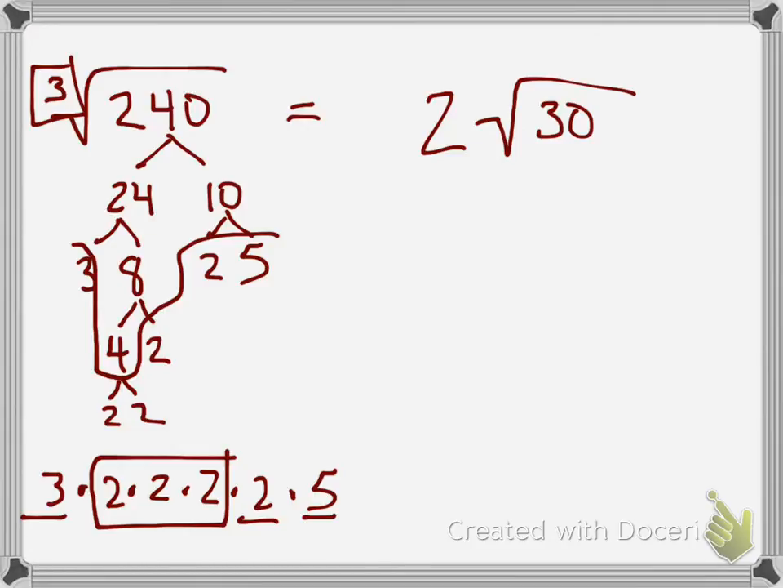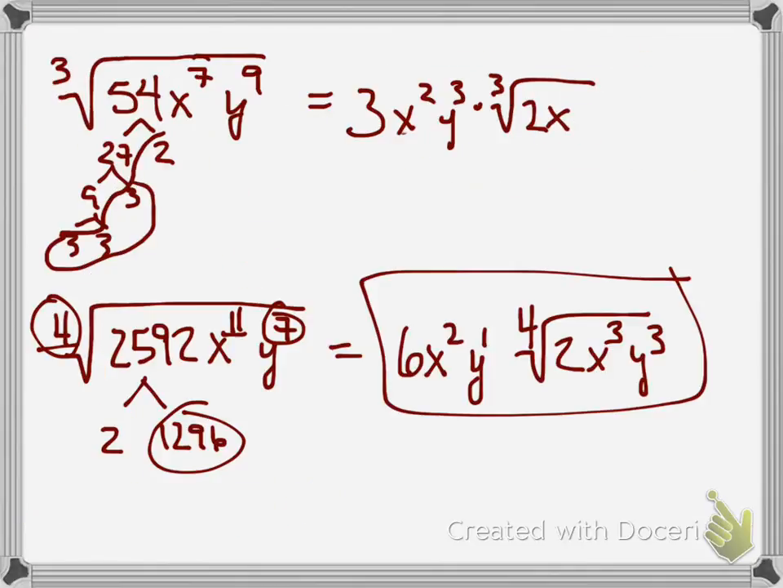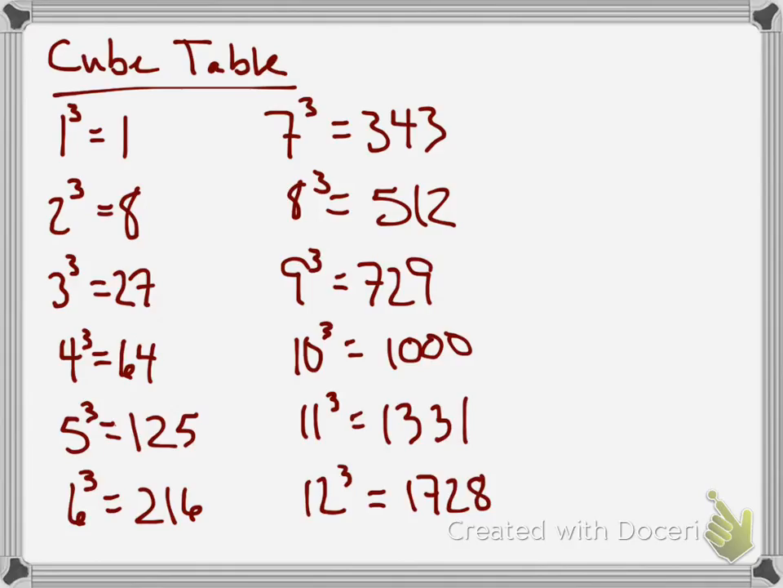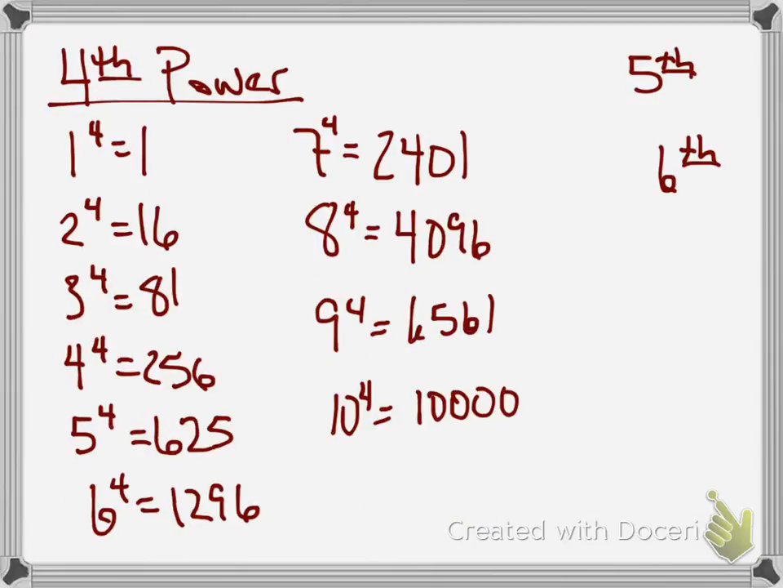Now, are there other ways I could look at that? Well, yeah, you could work off a table. Like here's a cube table. Maybe you pause this and copy this down. Here's a table to the 4th power. Notice how high these numbers are going. And then maybe you make one to the 5th and 6th.